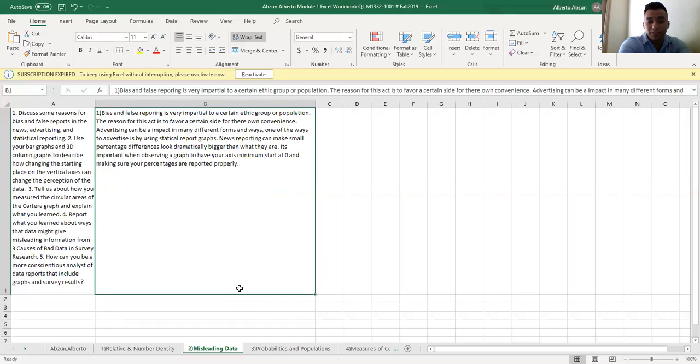But if you properly put together those graphs and you set up your axis minimum to start at 0, you will notice that the differences are not as big as they pretend to be.